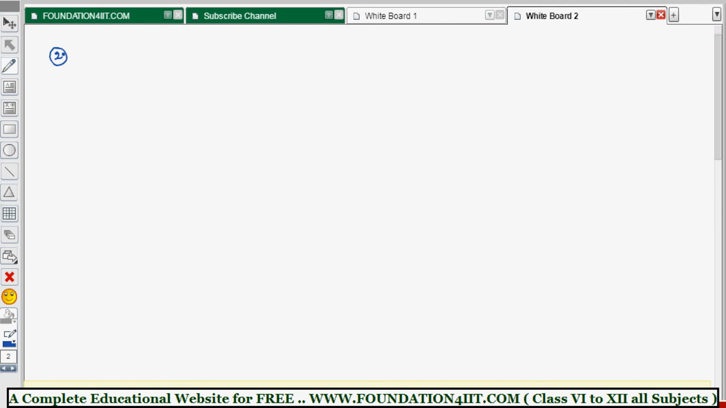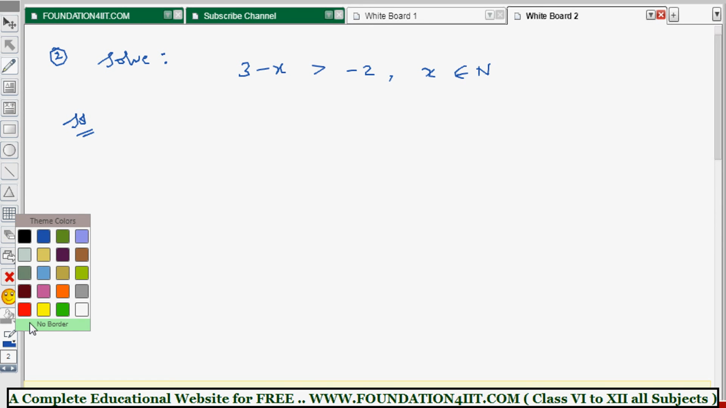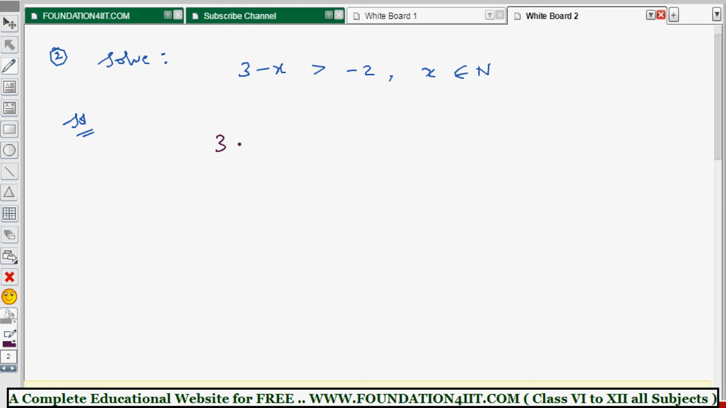Your problem is: solve 3 minus x is greater than minus 2, where x belongs to natural numbers. First you find the solution set, then we can represent it. We need to find only the x value. Here 3 minus x is greater than minus 2. This is plus 3, so we need to subtract 3 from both sides, that means add minus 3 on both sides.